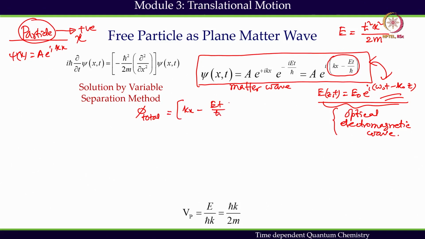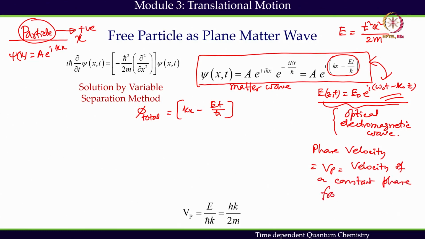And what is the definition of phase velocity? Phase velocity is defined as the velocity of a constant phase front. That's the definition of phase velocity, a constant phase front.